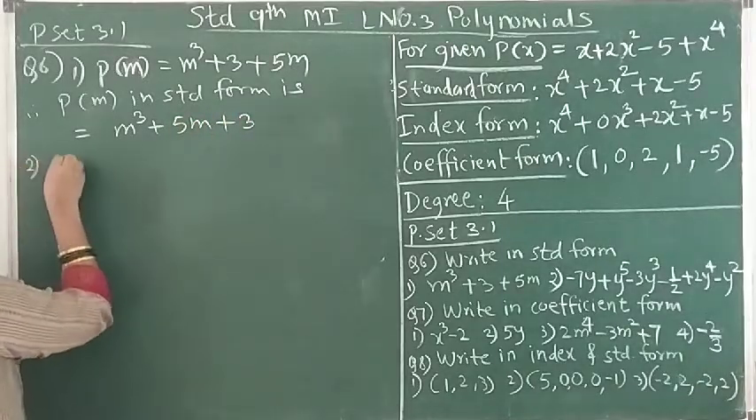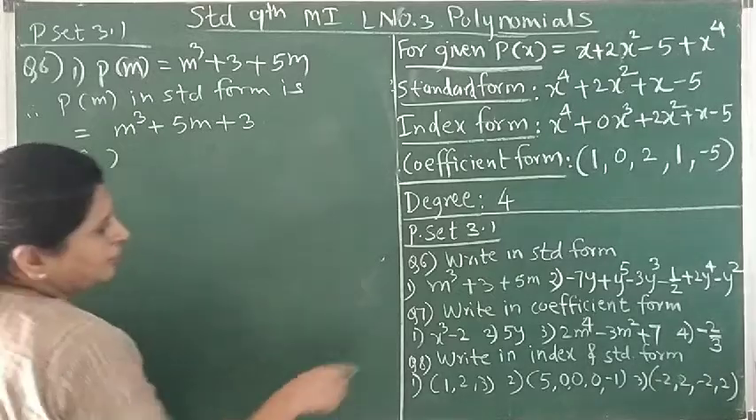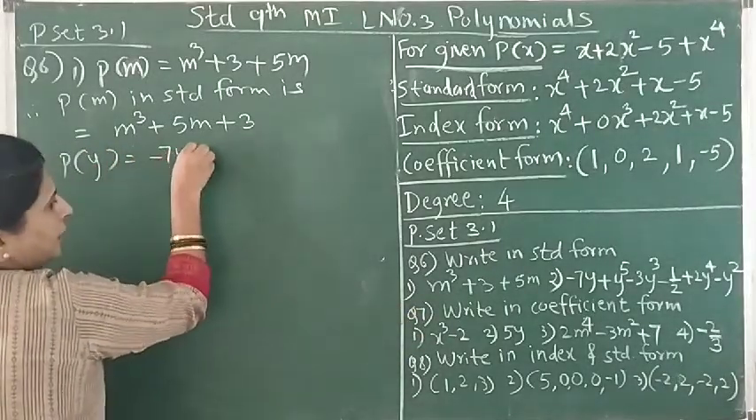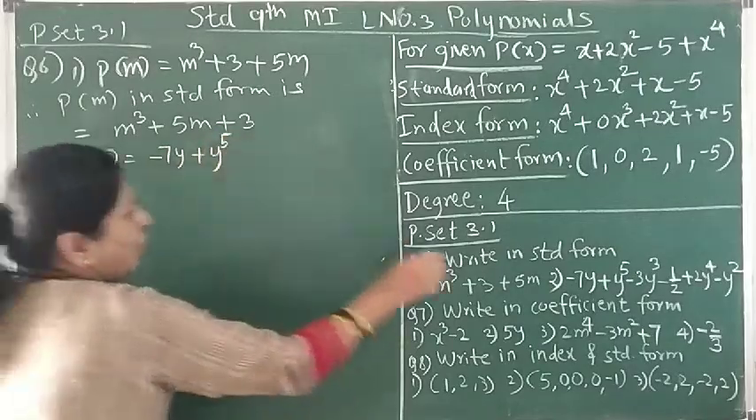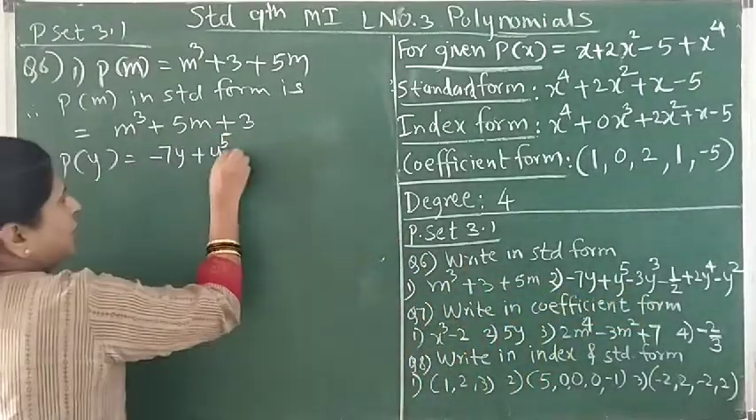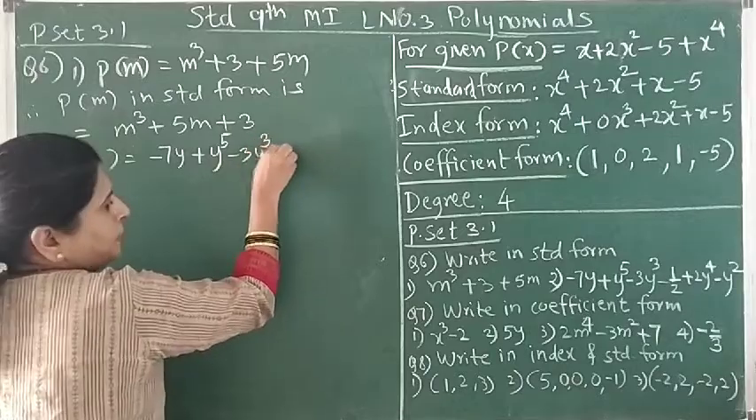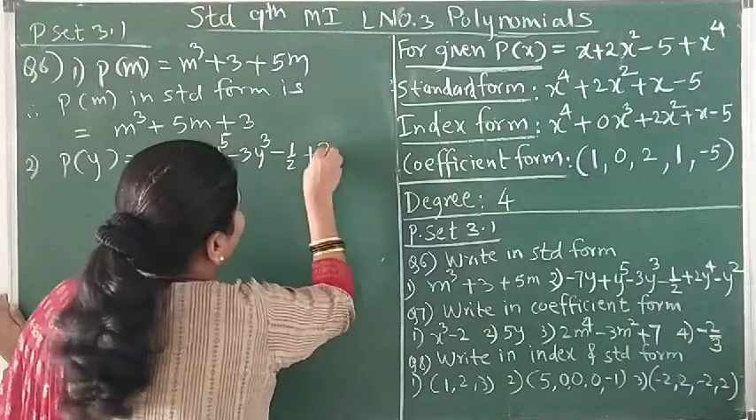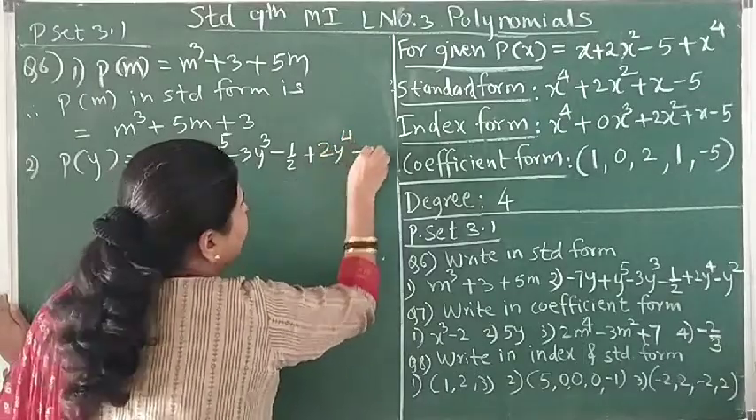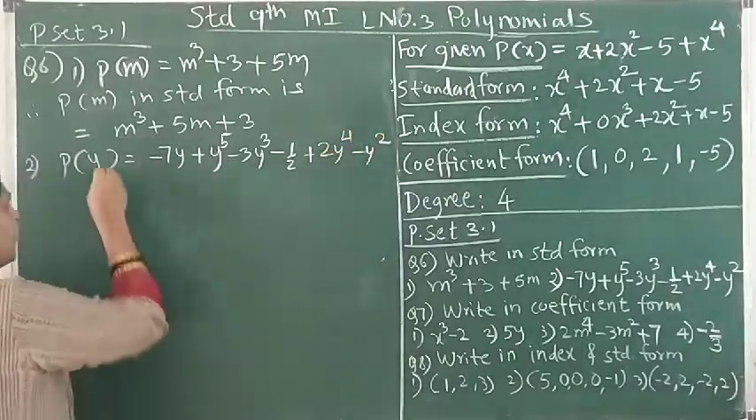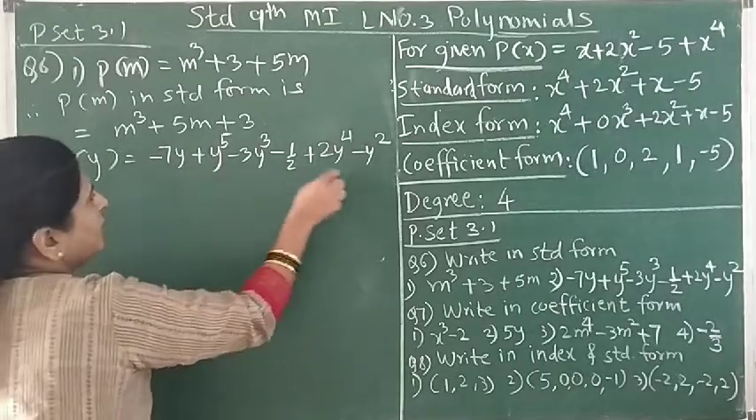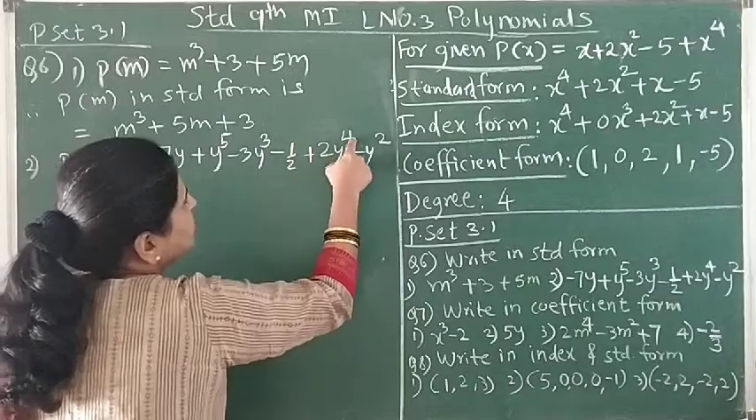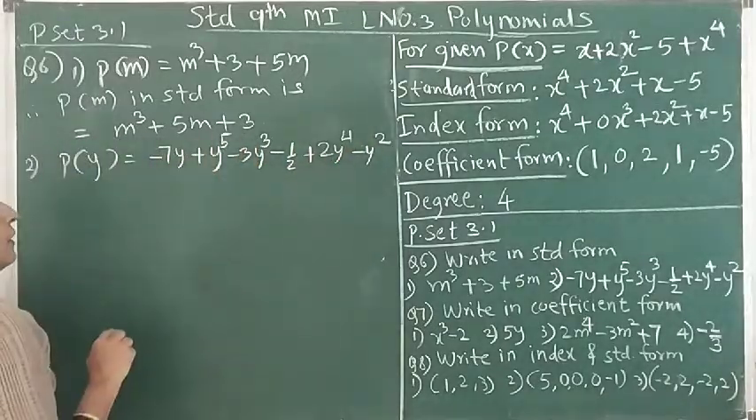Okay, like that, let's go for the next. The polynomial is in y. The polynomial in y is given: minus 7y plus y raised to 5, minus 3y cube, minus half plus 2y raised to 4, and the last is minus y square. This polynomial is in y, where this is the variable. Here you can see the powers are 1, 5, 3, 4 and 2, so the highest is 5.